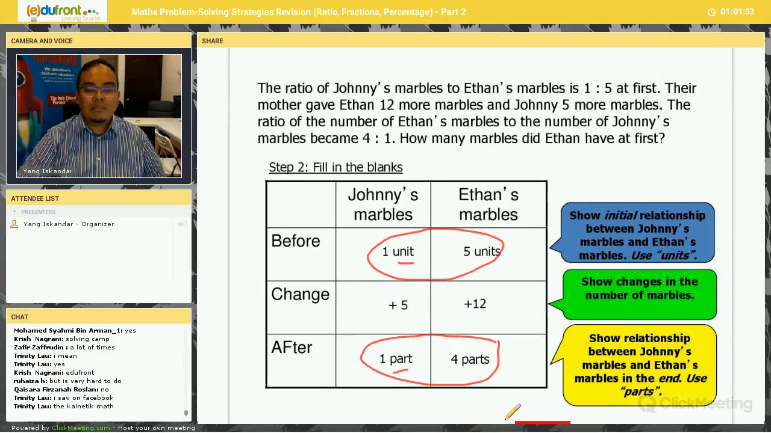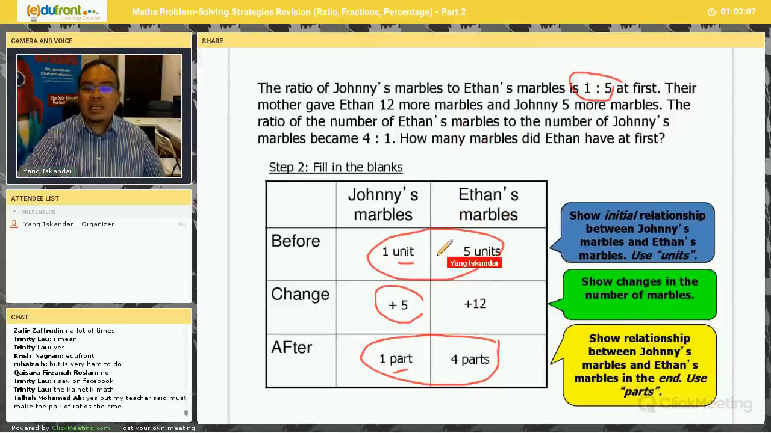Okay, the key here, let me repeat one more time. What you need to do here is draw a table. Johnny's marbles is 1:5. You can see here 1:5. And then what is the change? Johnny's number of marbles increased by 5. Ethan increased by 12. In the end, the ratio is 4:1. Right? In the end, 4:1.